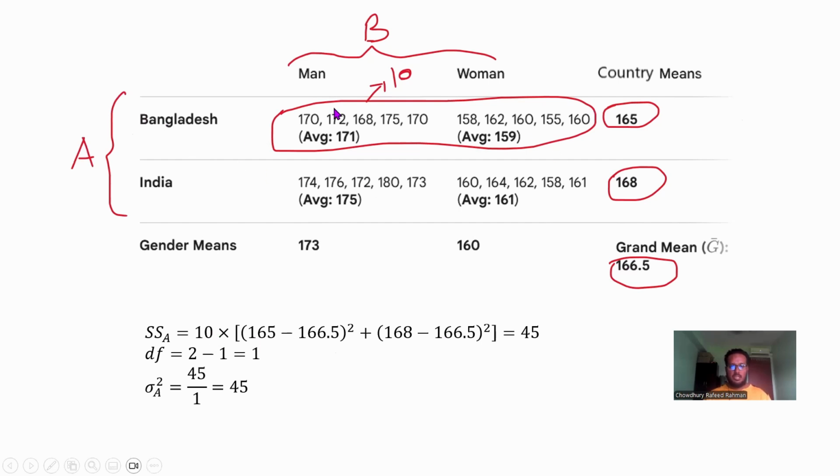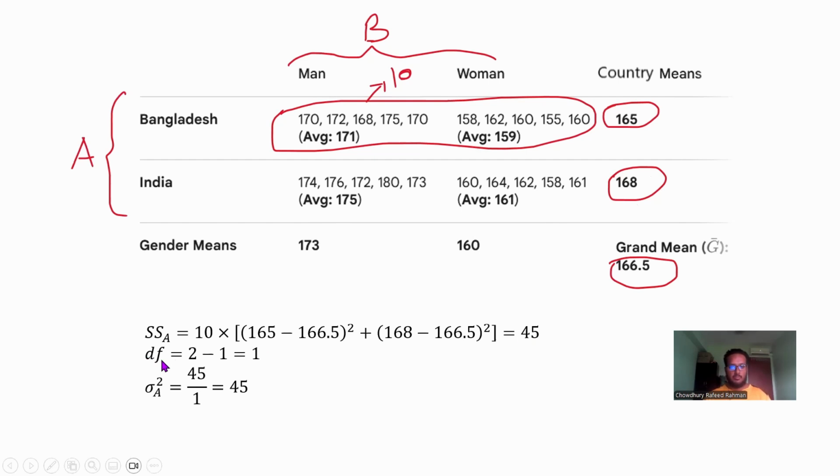Why? Because each of these means corresponds to 10 values. This mean is a representative of 10 values. This mean is also representative of 10 values. That is why we multiply by 10. So it is going to be 45.